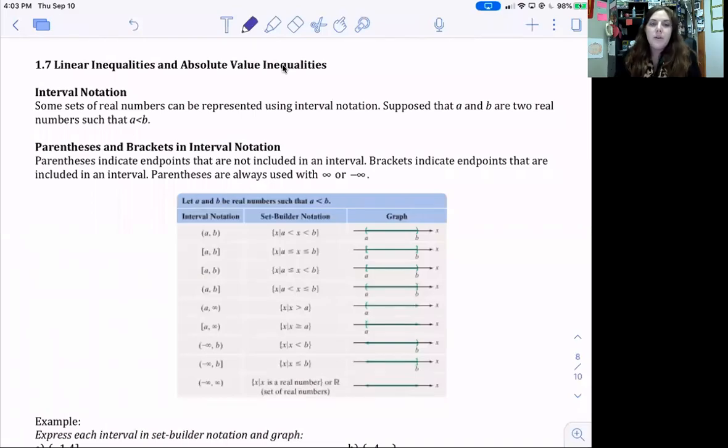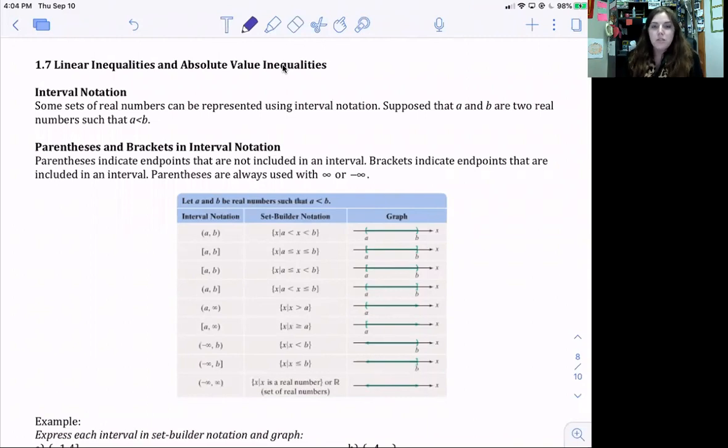Okay, so now we look at 1.7, linear inequalities and absolute value inequalities. The first thing we're going to review is interval notation. Some sets of real numbers can be expressed using interval notation. Suppose that A and B are two real numbers such that A is less than B.